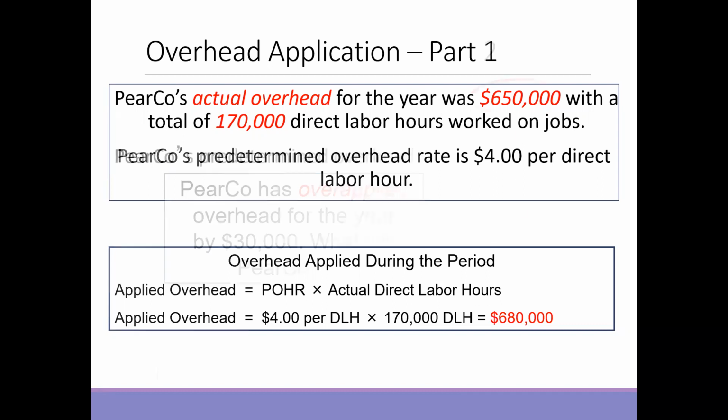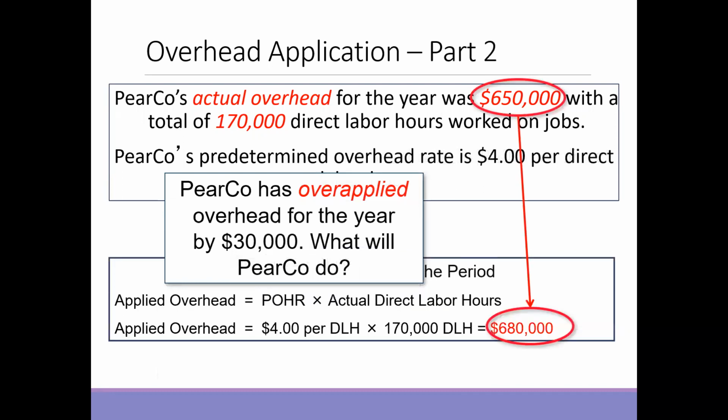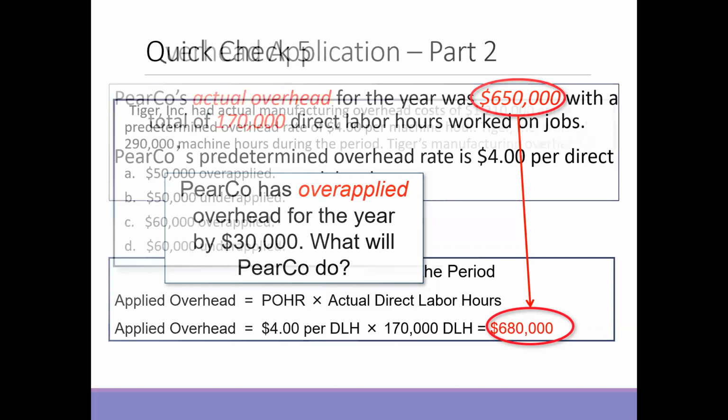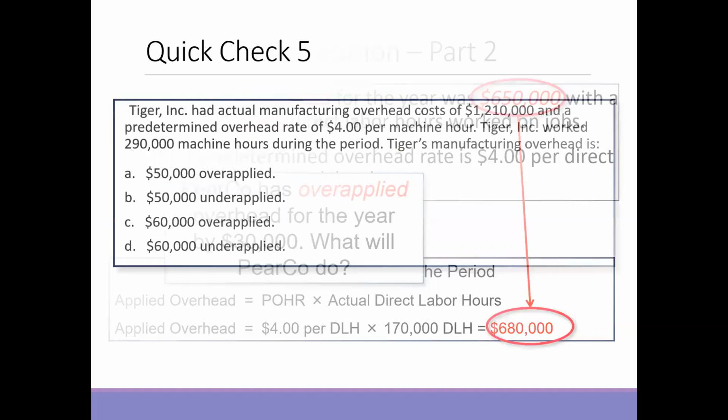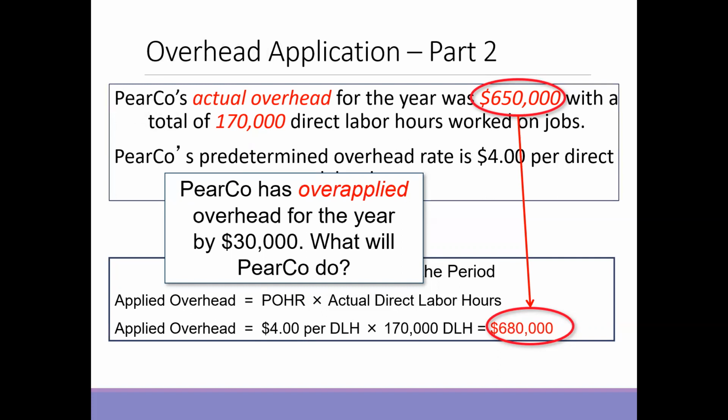Okay? Meaning Pear over applied overhead for the year by 30,000. What's Pear going to do? They're going to adjust the cost for those jobs, which is higher than they really should be. So what they'll do is subtract that 30,000. Won't they?